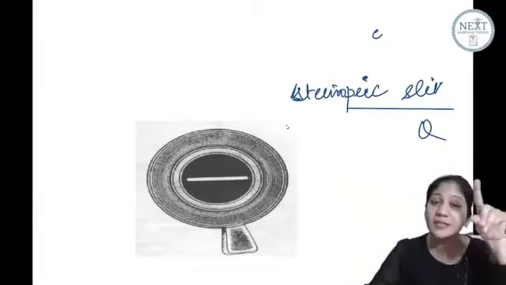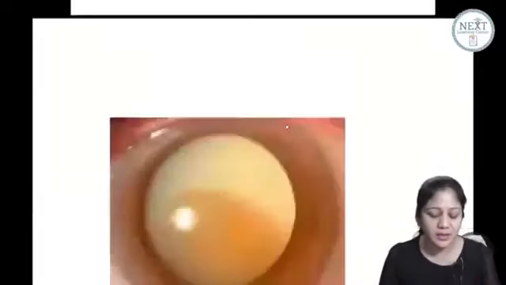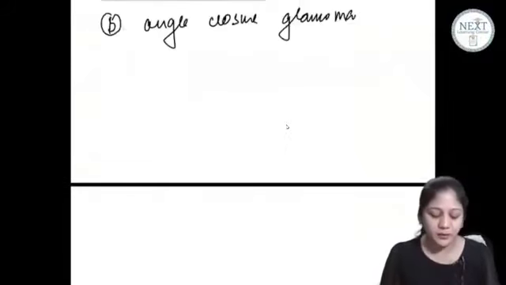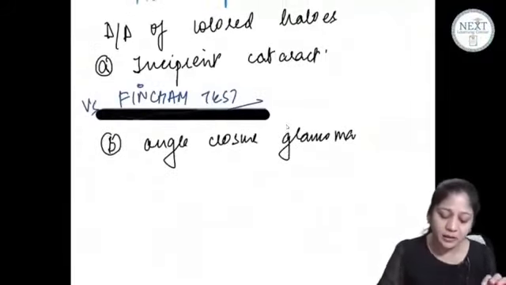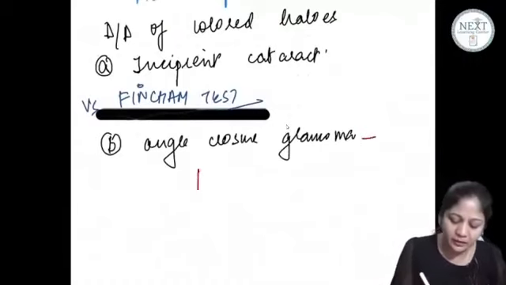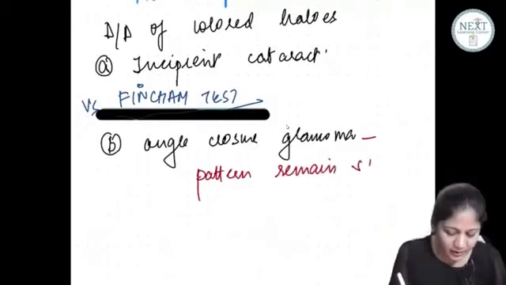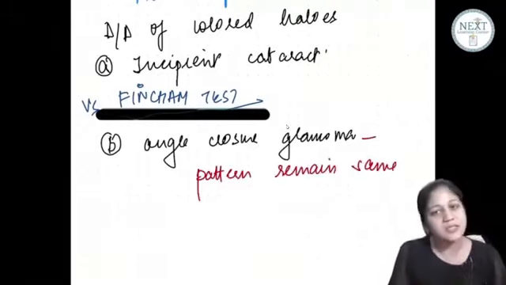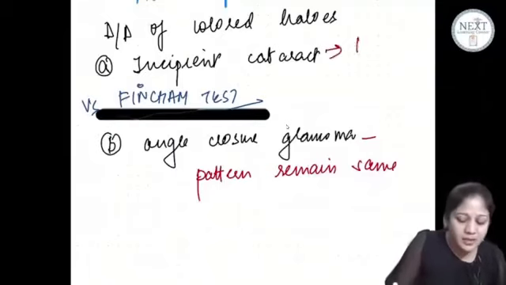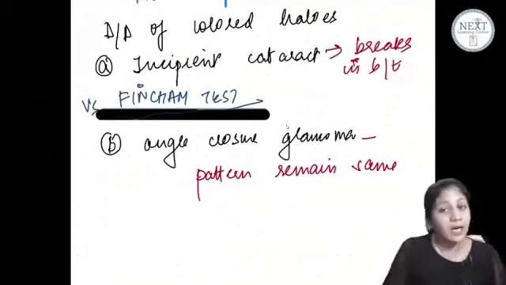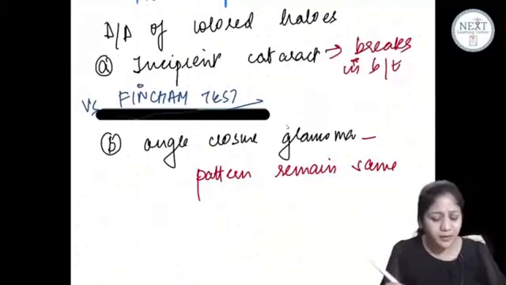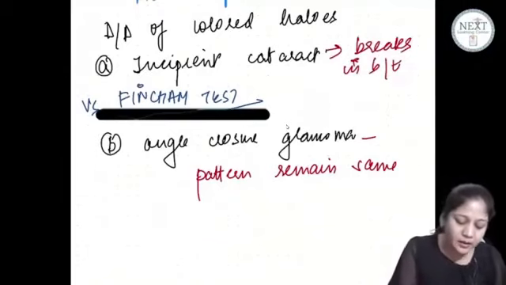So if the patient says that the pattern of colored halos remains intact, that means it is glaucoma. Pattern remains the same or the pattern remains intact, it is glaucoma. But if the patient says that the pattern breaks in between, it means it is the colored halos due to cataract. ठीक है? Very very simple to remember by a mnemonic B and C.